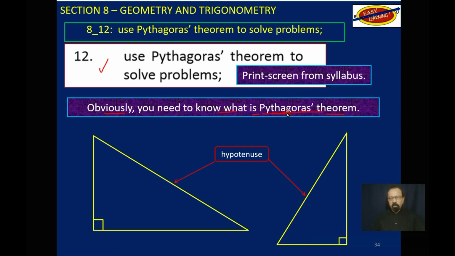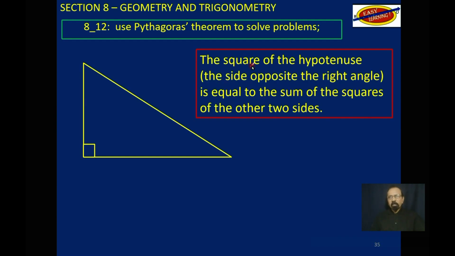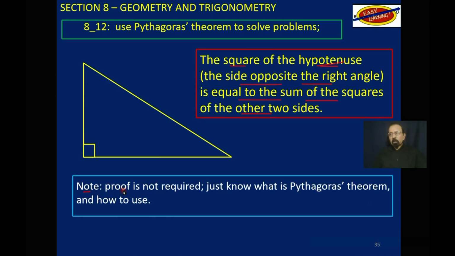Pythagoras Theorem. So this is what Pythagoras Theorem says. The square of the hypotenuse, which by now we know is the side opposite the right angle, is equal to the sum of the squares of the other two sides. I will explain it. You do not need to prove this theorem. You just need to know what it is and how to use it.